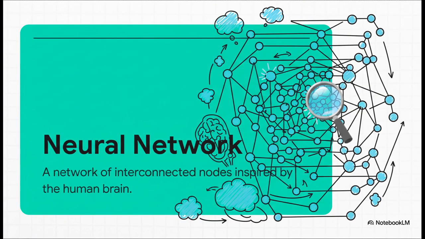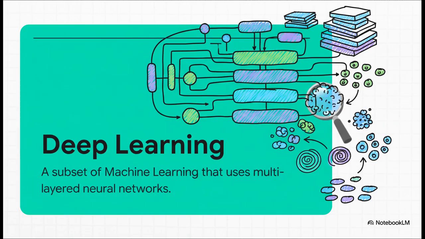Okay, now we're getting to the heavy hitters. Neural networks are these incredibly powerful models inspired by the web of connections in our own brains. Instead of a single process, they use layers of interconnected digital neurons that all work together, which lets them tackle much more complex problems.